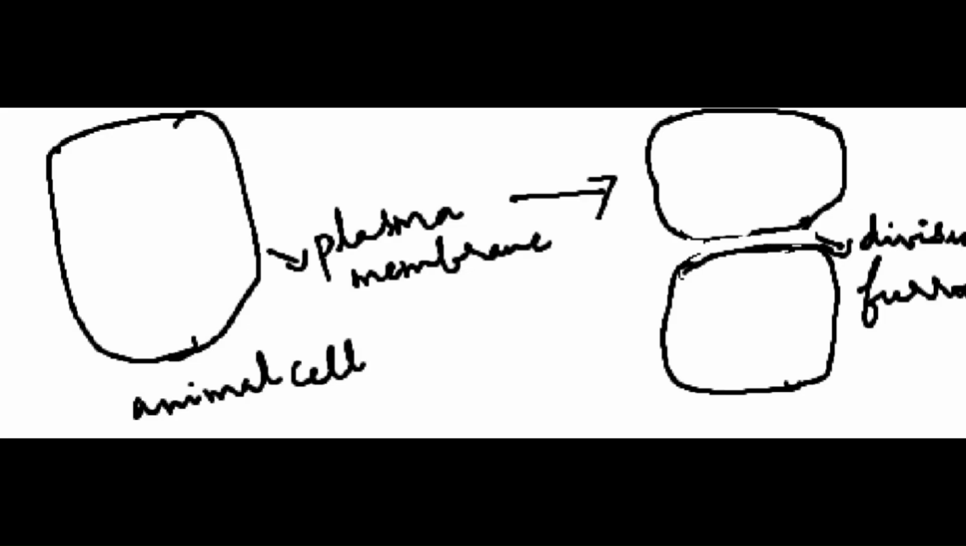And then that single cell will become two different cells. So you will get here two daughter cells because of the division furrow formation. This is how cytokinesis takes place in animal cell.